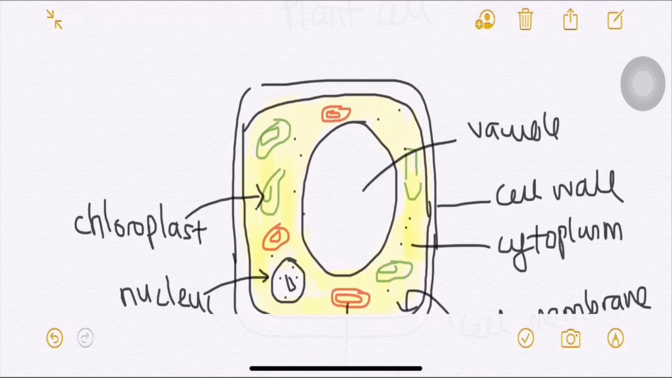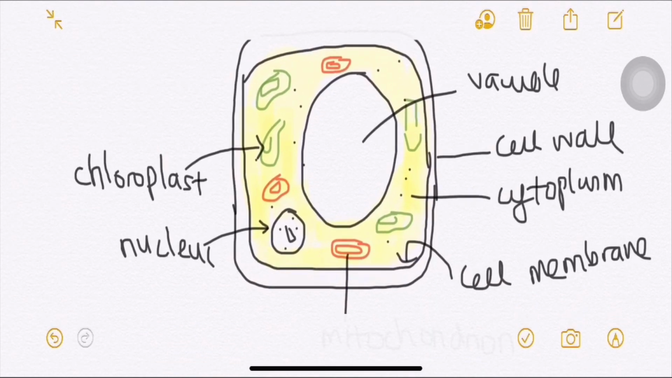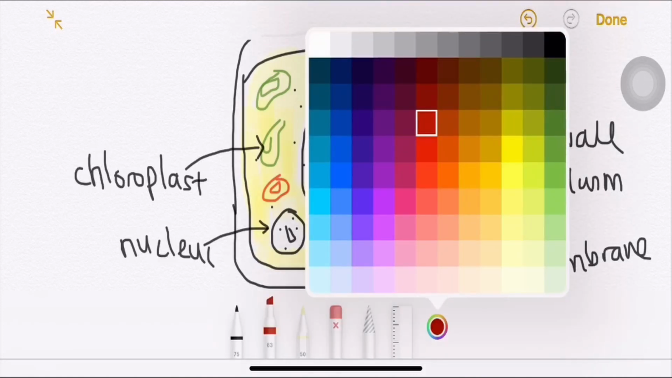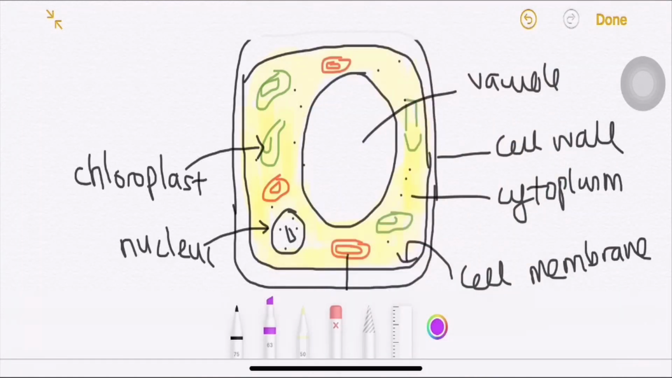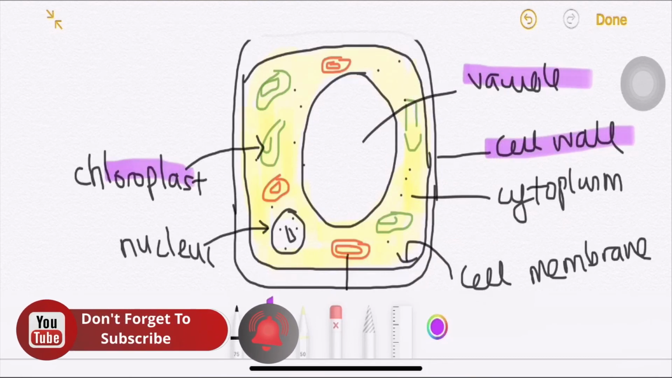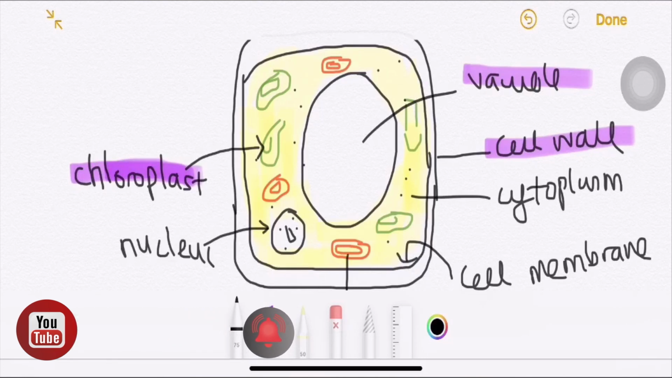So if you take a look at the plant cell, you will notice that it has a little bit of different structures compared to an animal cell. I will highlight the differences, if you can notice them as I highlight them. So cell wall, a permanent vacuole, and chloroplast. In this video, I will only be discussing these three structures.